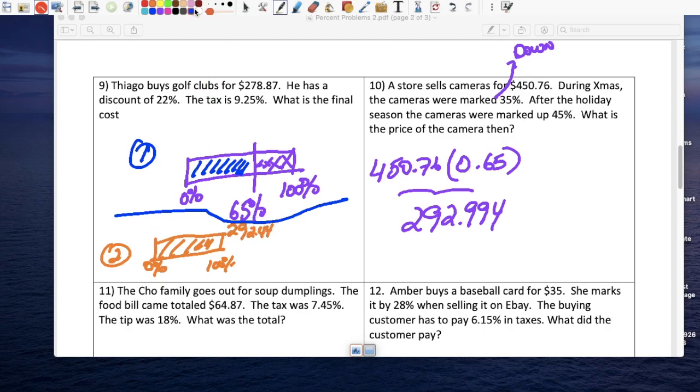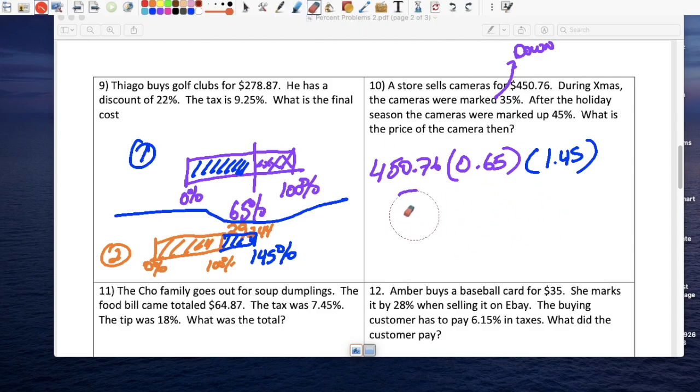So what did the owner do after Christmas? Well, he said, Christmas is over. Let me increase the price, mark it up by 45%. So I'm going to take that and increase it by 45%. So from 100, we go to 145. Right. And I need to find out what is 145% of 292.44. So I'm going to take that and multiply it by, and again, if you change 145 to a decimal, it becomes 1.45.